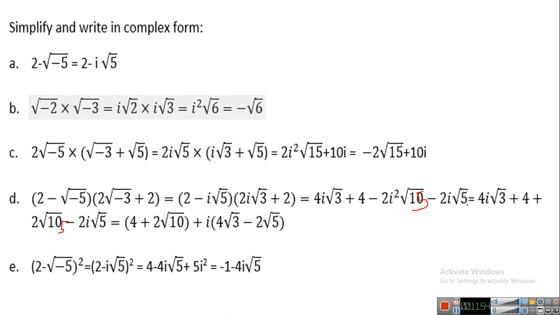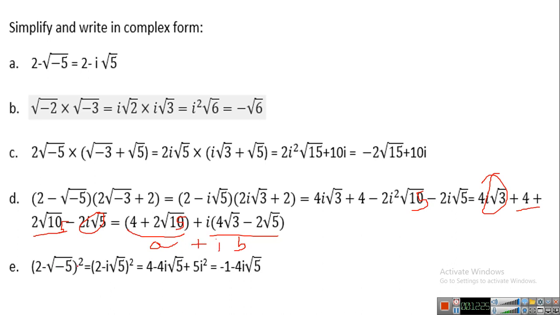You can put this is the imaginary and this is the imaginary together. You can put i in factor. You have 4 radical 3 minus 2 radical 5. And for the real part, you have the 4 and you have the 2 radical 15. So you can write it alone. This is the real part. This is a. And this is the imaginary part, which is b. It's always of the form, as we said, a plus ib.